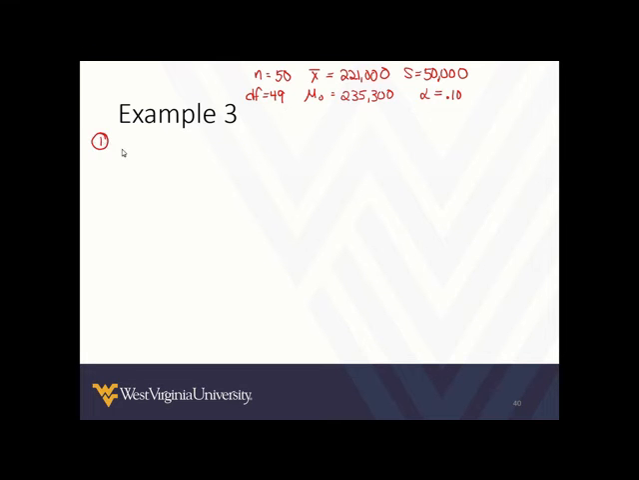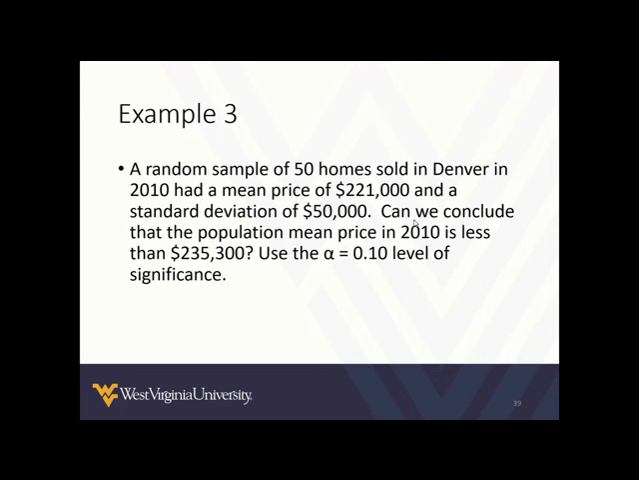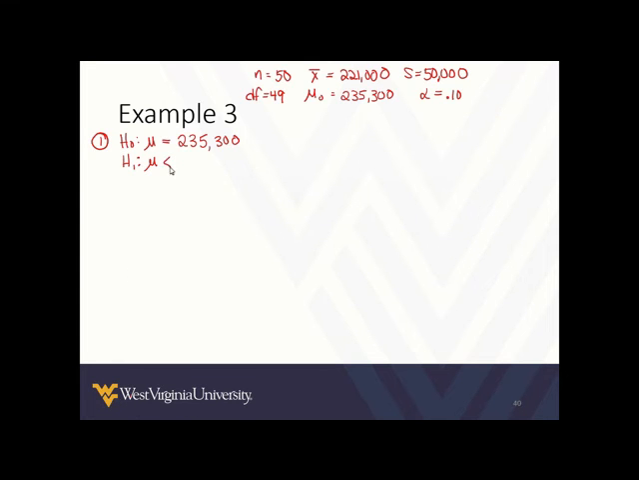This brings us to our step 1, which is to write out our hypothesis test. Our null hypothesis, as always, will be mu equals 235,300. Remember, always equal when we are doing our null hypothesis, because we assume that the null hypothesis is where things stayed the same. Now, we were asked in the problem, can we conclude that the population mean price in 2010 is less than? So that's going to imply that our alternative hypothesis should be mu less than 235,300.